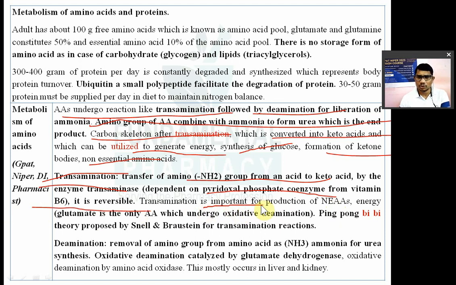Transamination reaction is important for production of non-essential amino acids, then production of energy. Now, glutamate is the only amino acid which will undergo oxidative deamination.